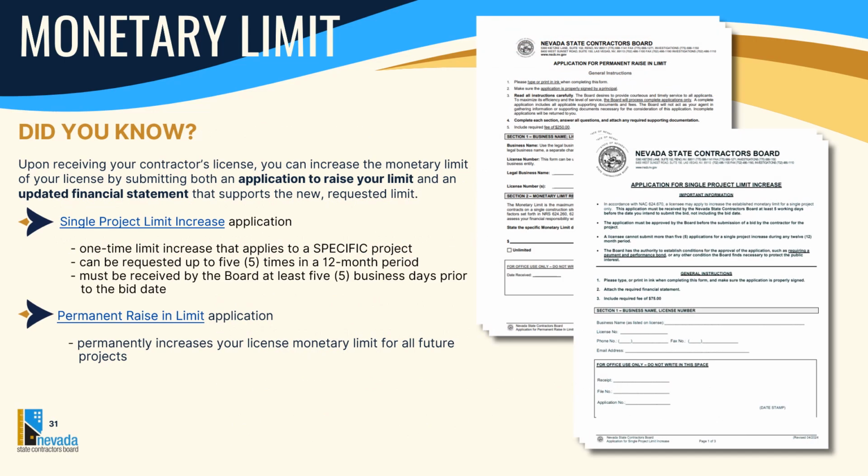After receiving a license, contractors may request a higher monetary limit by submitting updated financial documentation that supports the new requested limit. There are 2 types of increases: a single project limit increase or a permanent increase to the license limit. A single raise in limit is job specific and a one-time increase to allow you to bid on a project that is over that set limit.